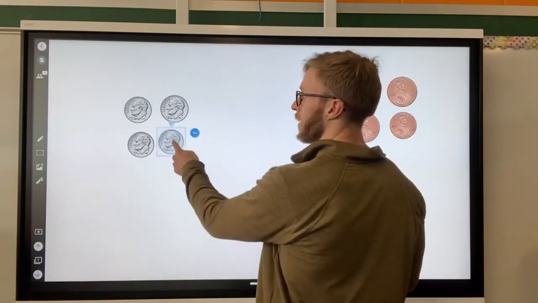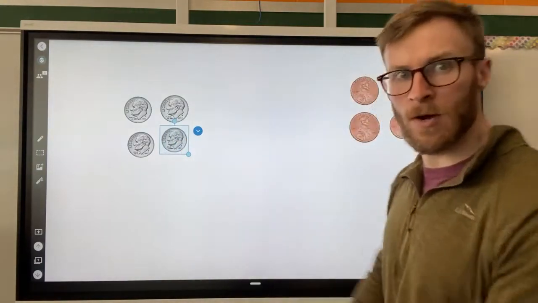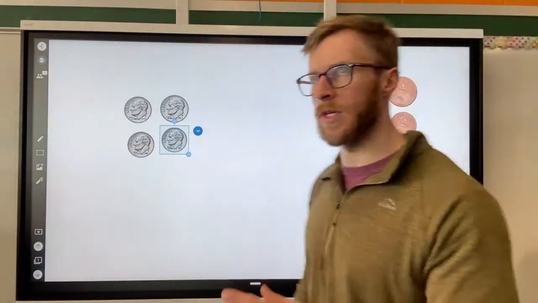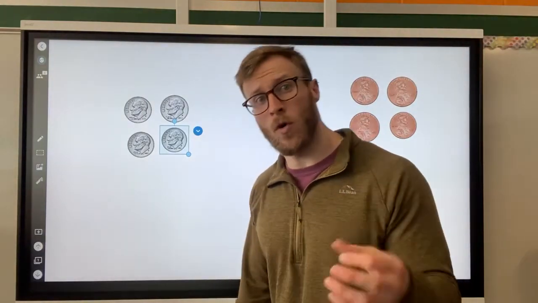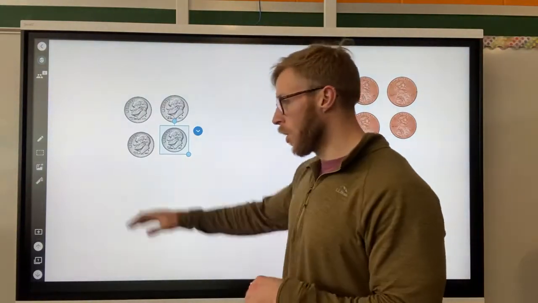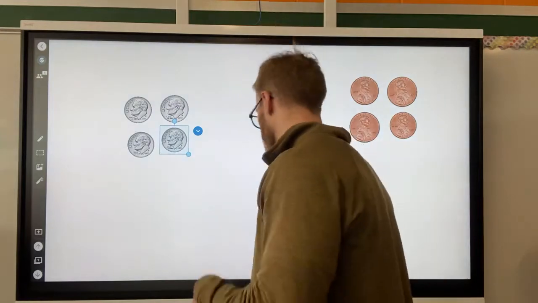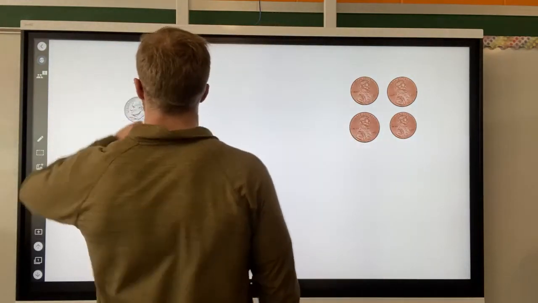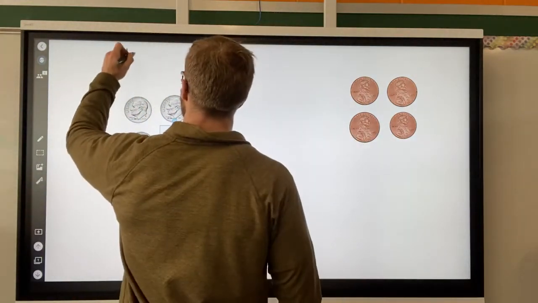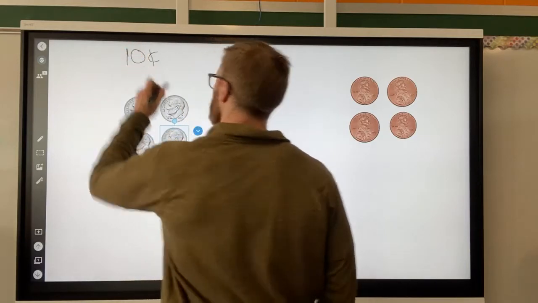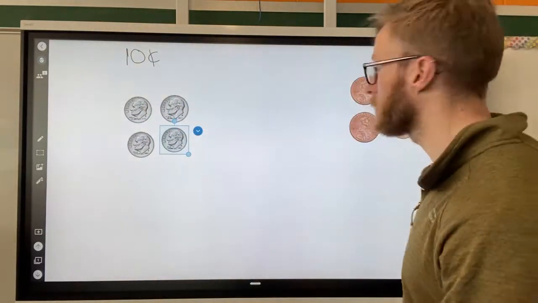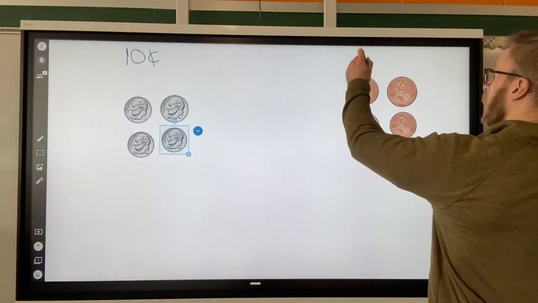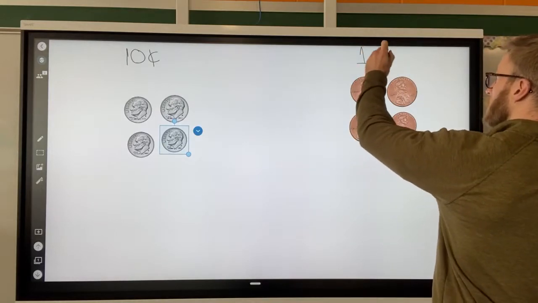Dimes are smaller than pennies, but since I'm just messing around with them, they might look the same size, just so we can keep an eye on it. Dimes are worth more, but they're smaller. So these are 10 cents. I will even write that above: 10 cents each, by the way. A dime is 10 cents. That's how we write the symbol for cents. Pennies are 1 cent each.